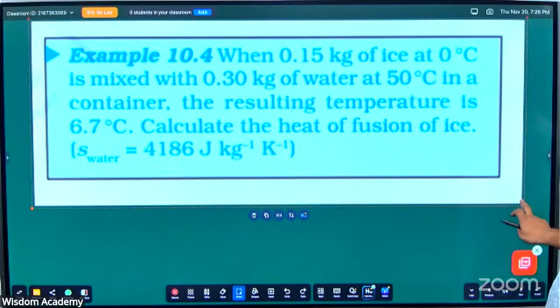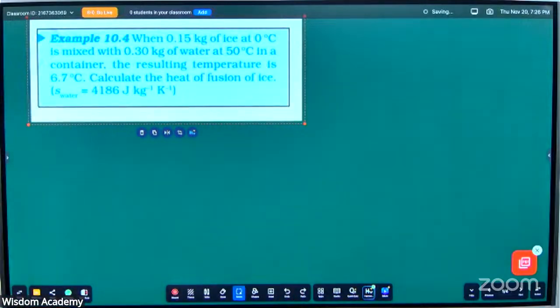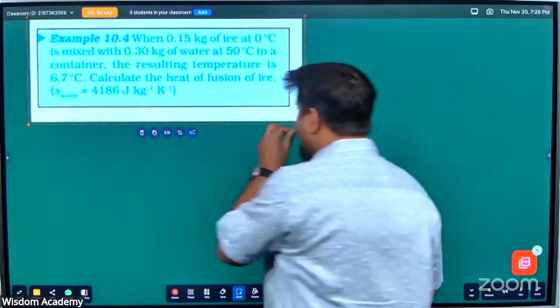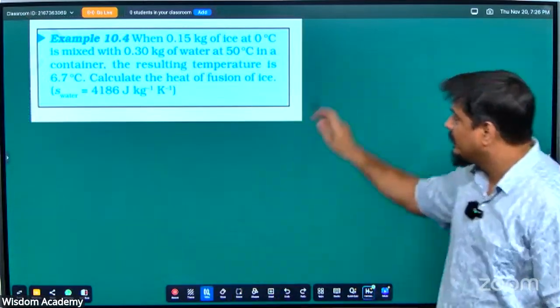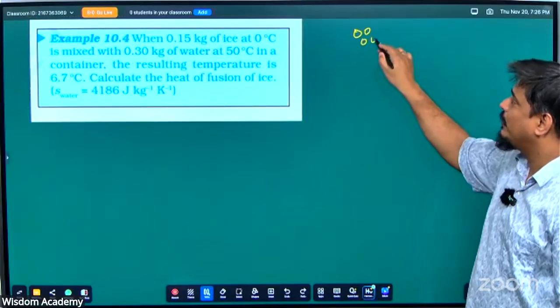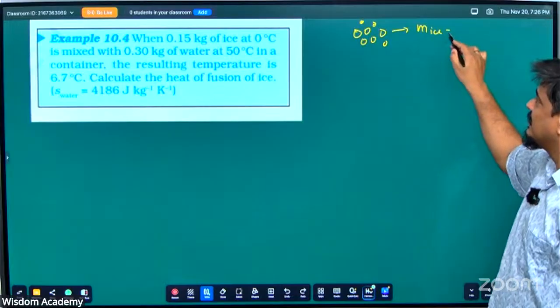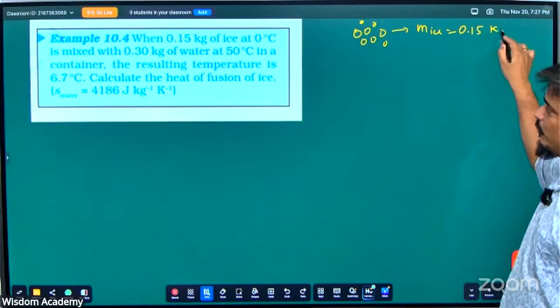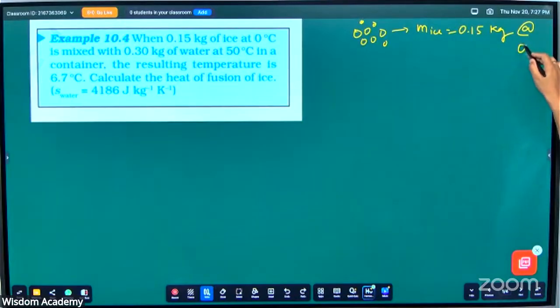Yes. This is the question that I gave in the previous class. I'll solve it now for you. Please pay attention. It's a simple question only, but it requires some thinking. So what was given? They told that there is some ice. How much ice is there? We have 0.15 kg of ice. So the mass of the ice is 0.15 kilogram. And what is the temperature of the ice? It is at 0 degrees Celsius.